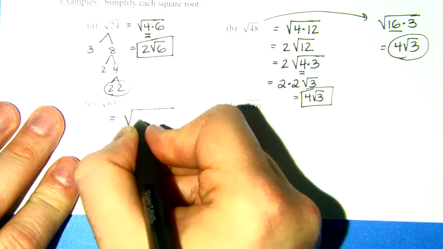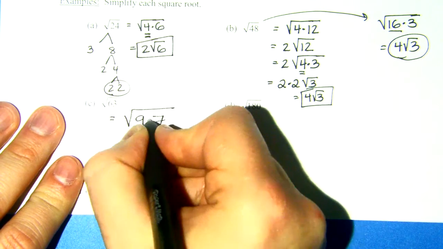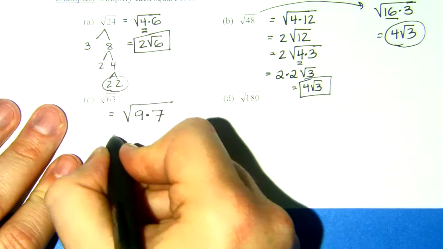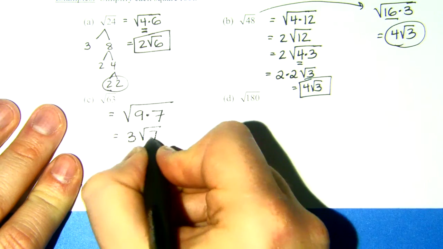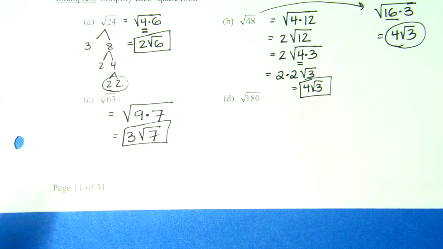I'm going to write 63 as 9 times 7. Square root of 9 times 7. Square root of 9 is 3. 3 root 7. Try letter D, and again in Edpuzzle I'm going to ask you what's outside the root and what's inside the root in your final answer.